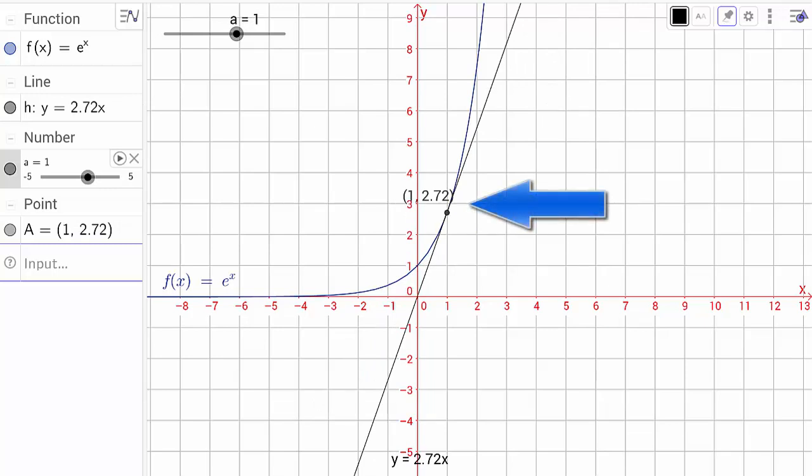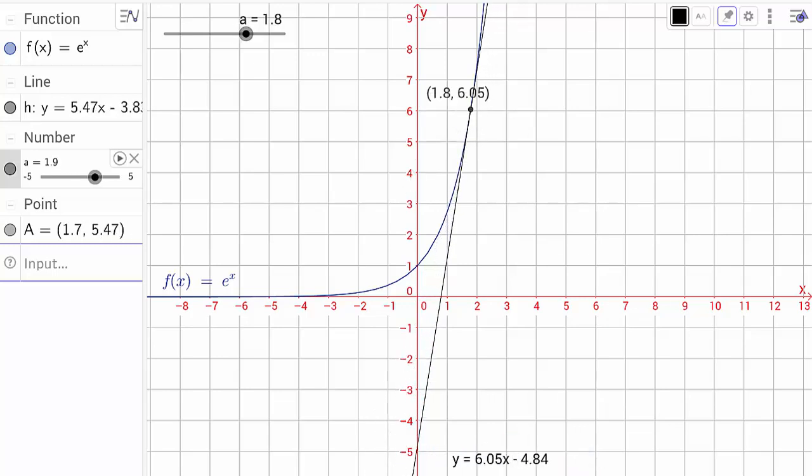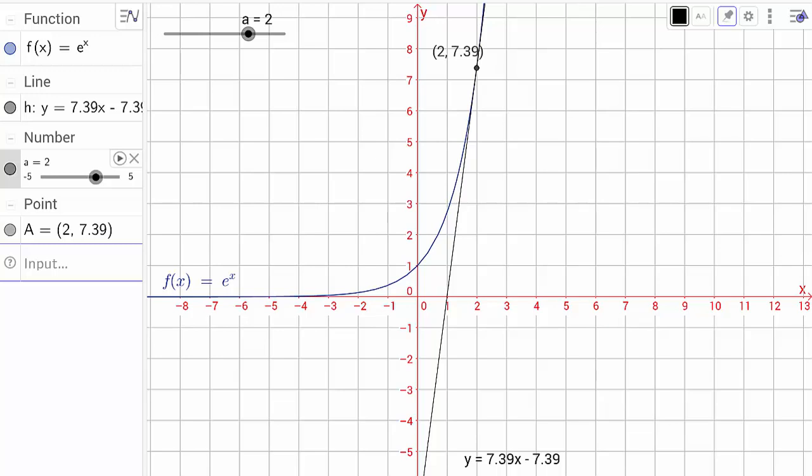We'll move that point along a little bit so that our x value now is 1. Our y value there, as you can see, is 2.72, and our equation of the tangent line also indicates that the gradient is 2.72. We can use another value of x. Let's say we'll make x equal 2 there, and our y value is 7.39, and once again the gradient of that tangent line is 7.39.